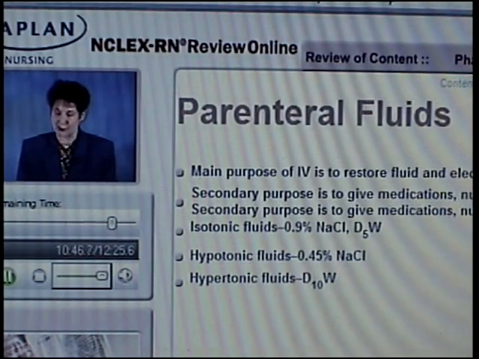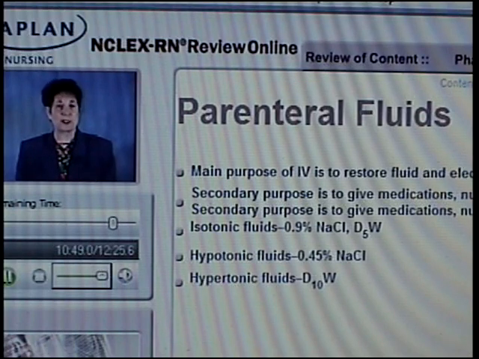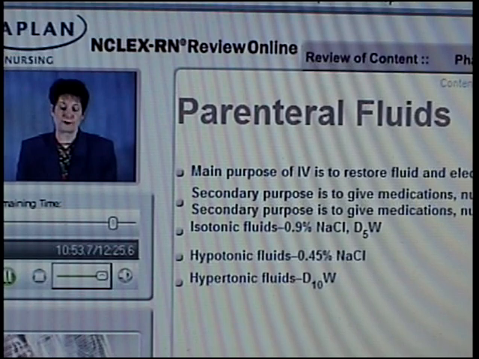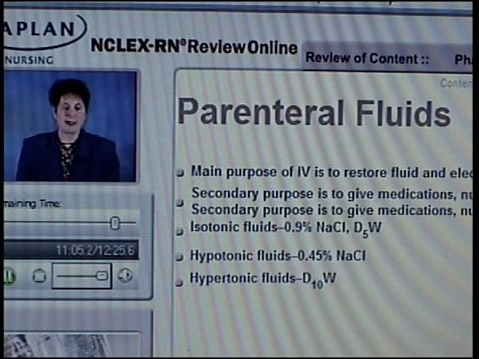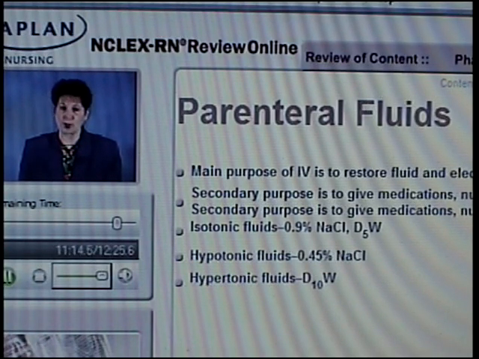Now let's talk about parenteral fluids. The key thing to remember when you're talking about IVs is that the main purpose of an IV is to restore fluid and electrolyte balance. Many times the NCLEX will ask questions to find out if you know that, because if you've been on a hospital floor recently, many people may think the primary purpose of IVs is what is really the secondary purpose, and that is to give medications, to provide nutrition, or to provide blood components. But that is a secondary purpose for giving IV fluids.